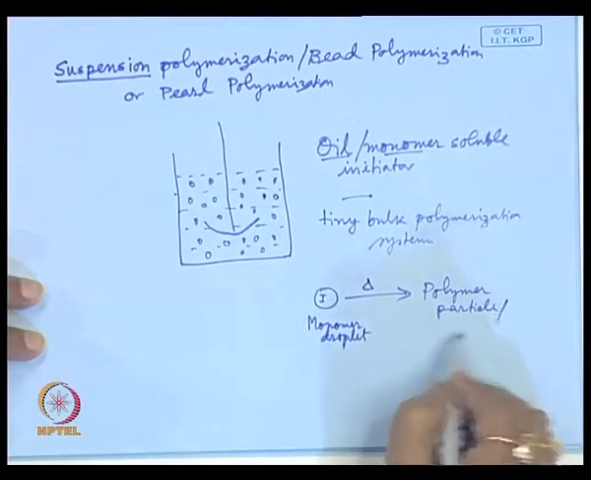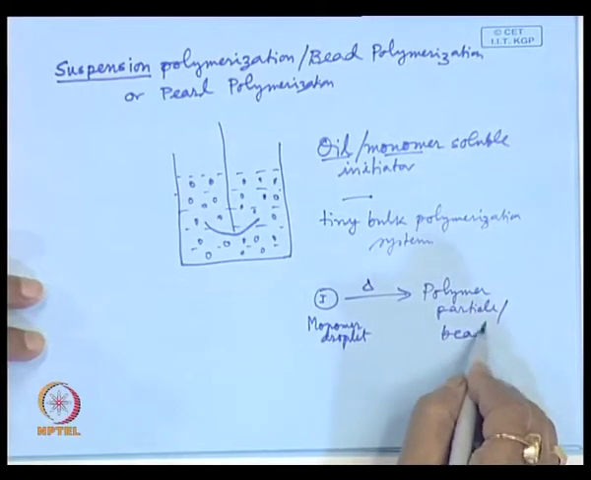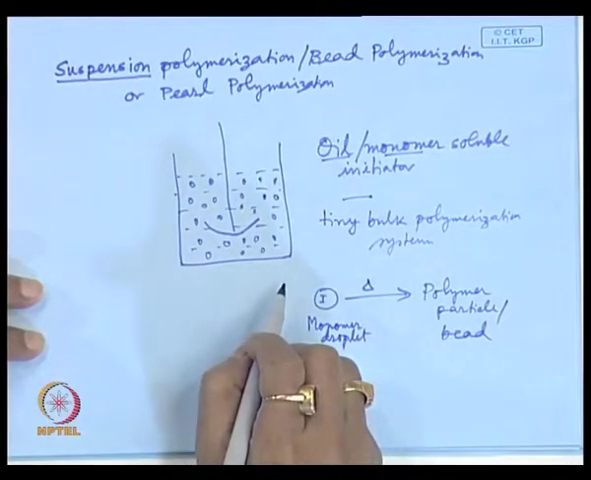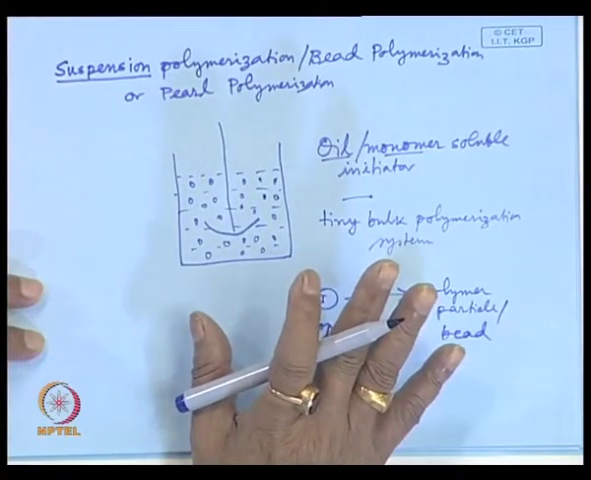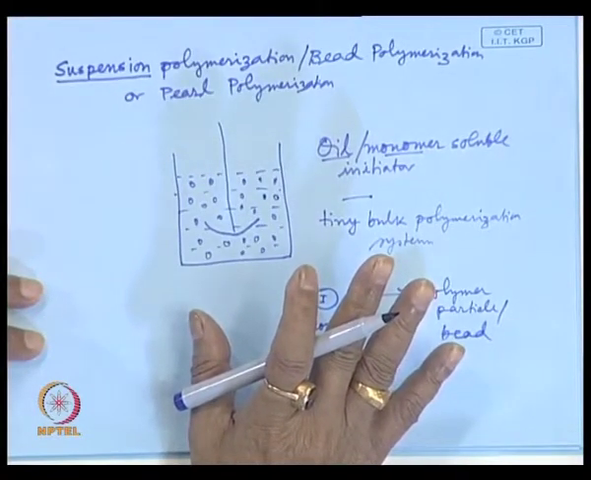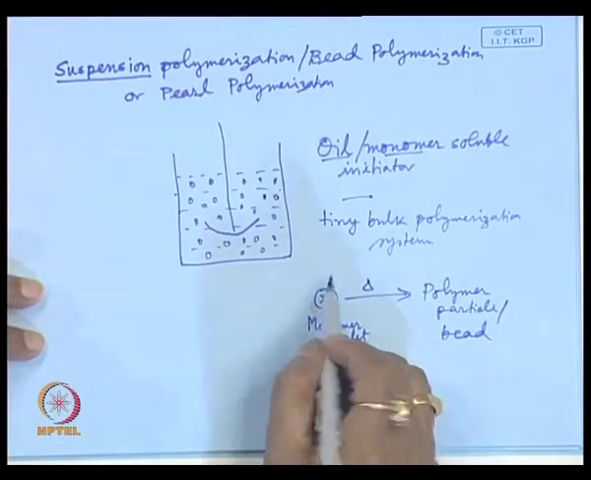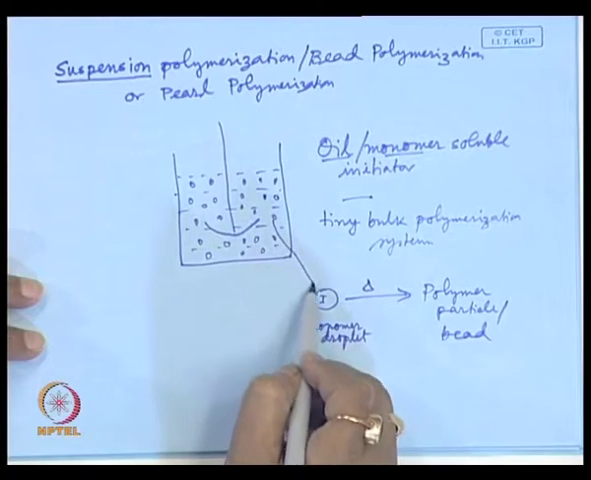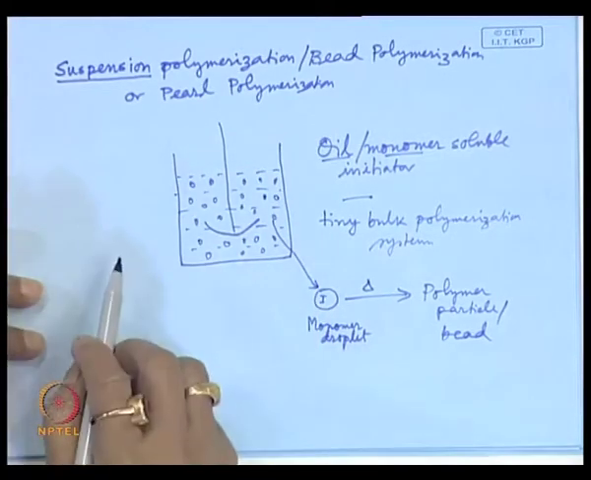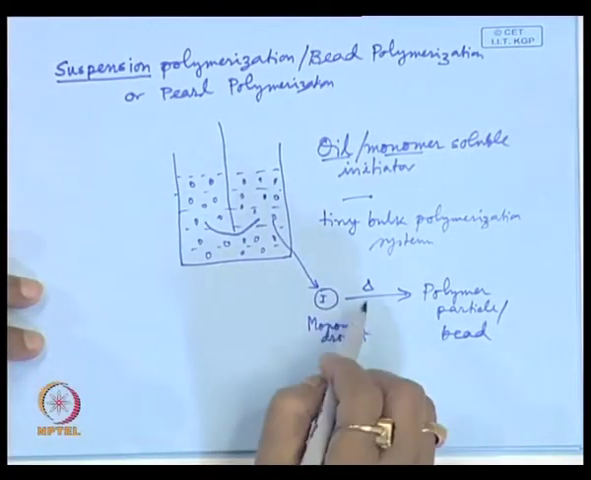A polymer bead. Polymer bead, polymer particle. This is the same monomer droplet. I am showing this monomer droplet in a bigger dimension.